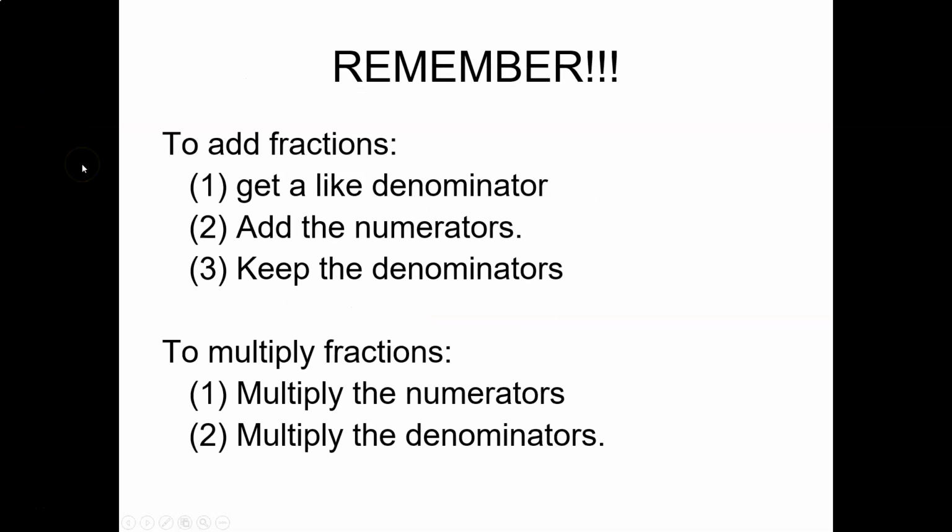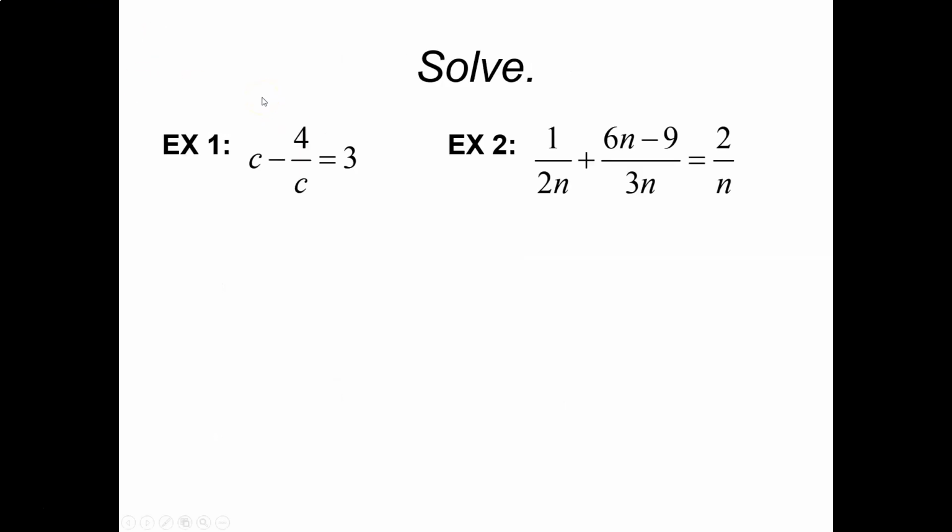Okay, just to review, we went over this the other day, but if you need to add or subtract fractions, you're going to get a like denominator, add the numerators, and keep the denominators the same. So if we're going to add, we must have common denominators. If we're going to multiply fractions, we do not have to do that. We just multiply the numerators and multiply the denominators. Okay, so that'll be important for us. So let's look at our first equations that we're going to solve.